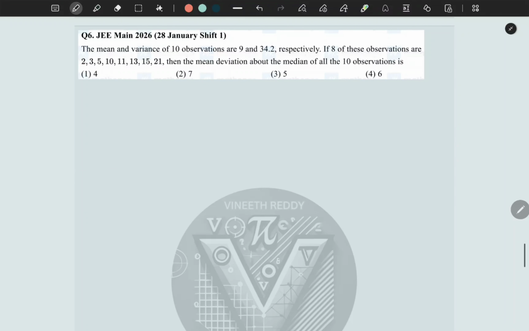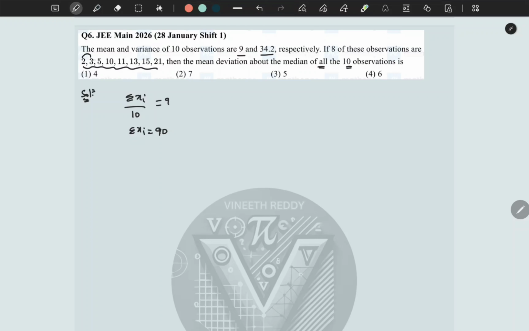Now let us go to the next question, dear students. Next question, he says the mean and variance of 10 observations are 9 and 34.2 respectively. 8 of these observations are given, then the mean deviation about the median of all the 10 observations is. Okay, so firstly again the same thing as we have done in the previous case. Mean of 10 observations, so sigma xi divided by 10 is 9. That means sigma xi is 90.